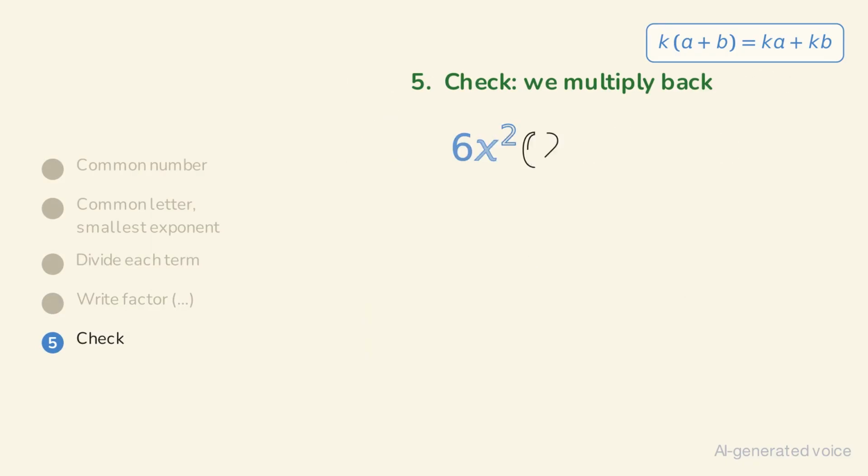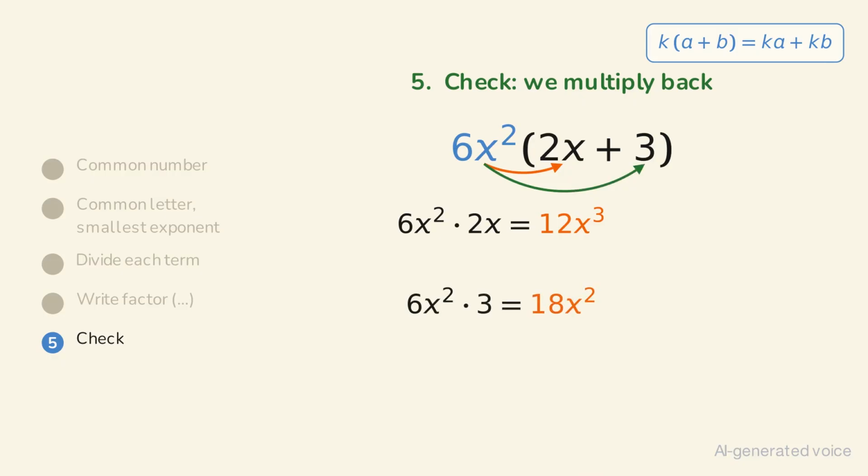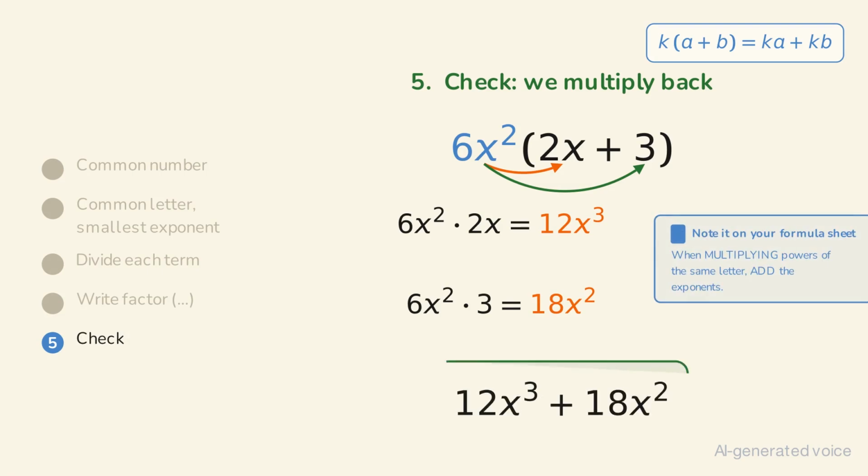Step 5. Check. We distribute the factor back. 6x squared times 2x. The numbers multiply. 6 times 2, 12, and since it's multiplication, we add the exponents. 2 plus 1 is 3. That's 12x cubed. Now, 6x squared times 3, 6 times 3, 18. The x squared stays the same. That's 18x squared. We got exactly back to the original, so our factoring is correct.